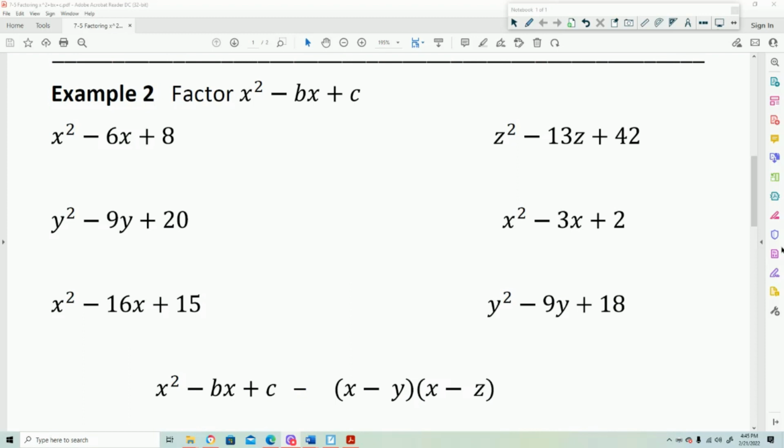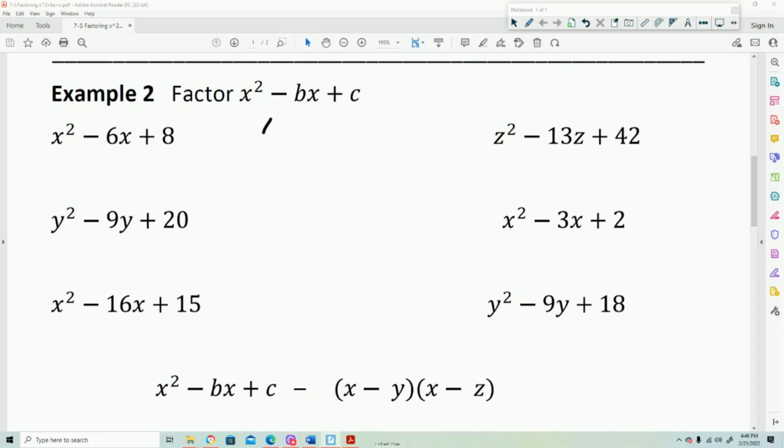Notice the leading coefficient is still 1, but the only difference here is that the coefficient of x is negative. The constant is still positive. The first term is still positive, but the only thing negative is this middle term, the coefficient of x. So that's not going to change how we do things a whole lot. It's just going to change what it looks like a little bit.